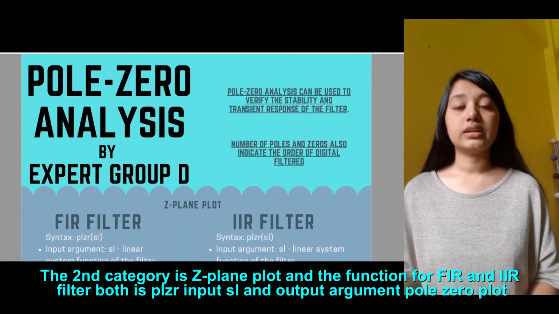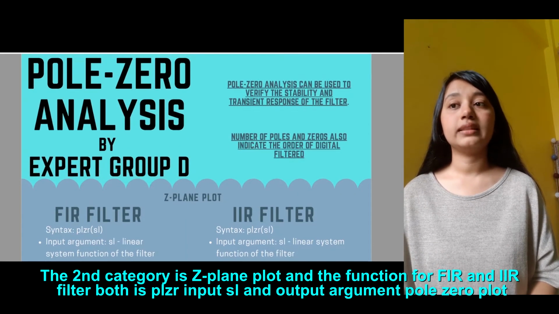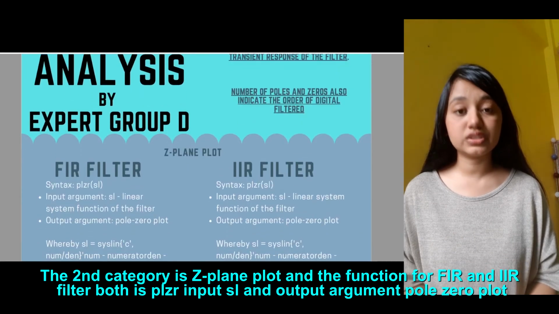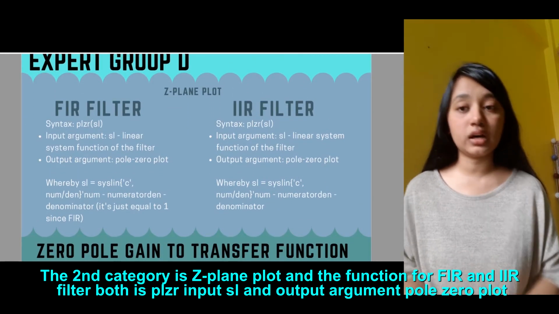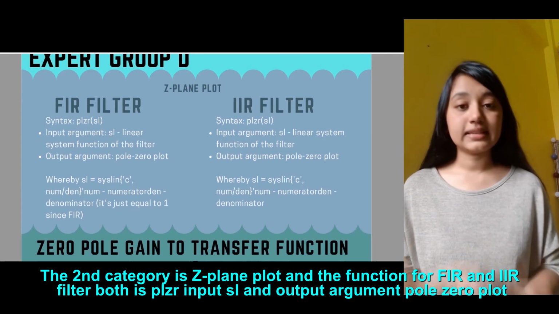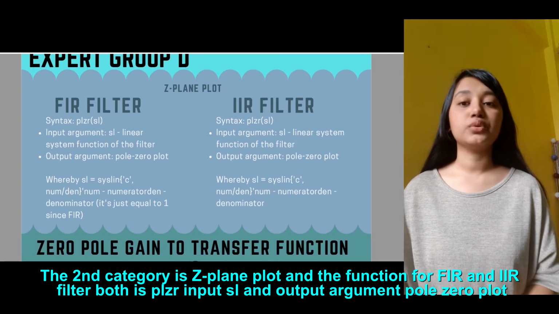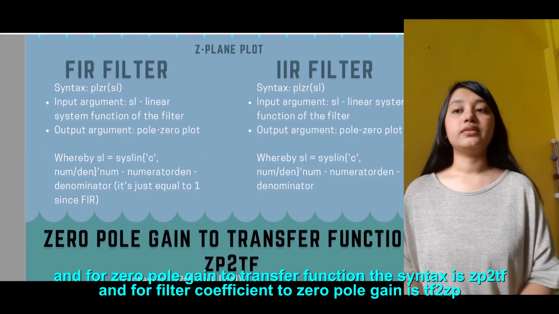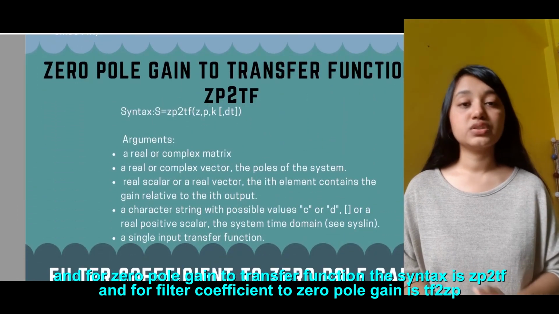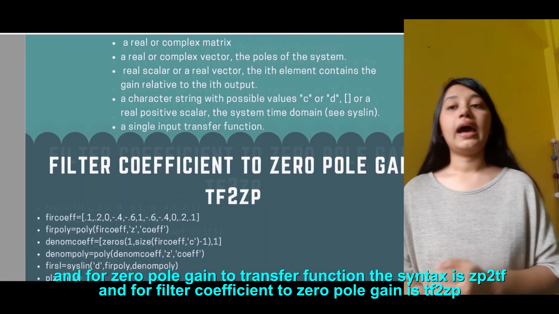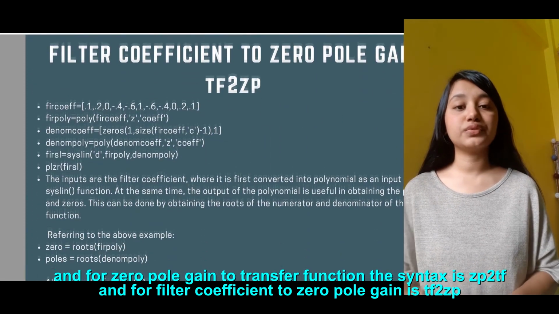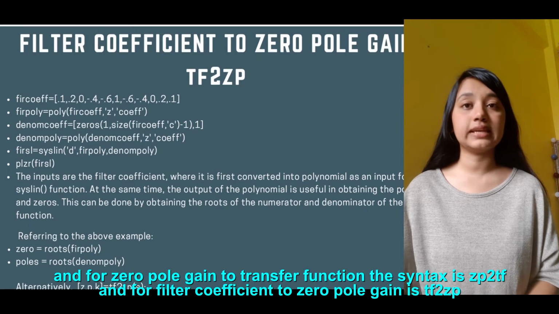The second category is Z-plane plot. The function for both FIR filter and IIR filter is plzr, input argument sl, and output argument is the zero-pole plot. For zero-pole gain to transfer function, the function is zp2tf, and for filter coefficient to zero-pole gain, tf2zp.